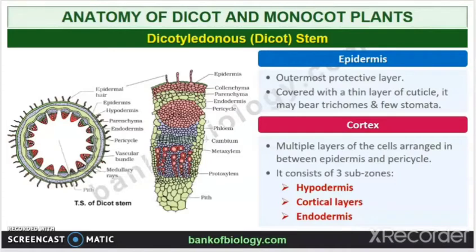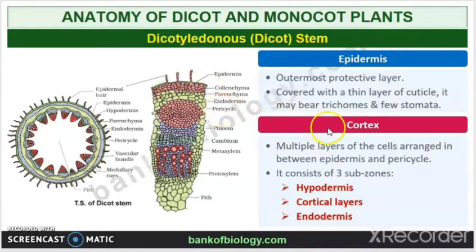So we will be learning about the transverse section of the typically young dicotyledonous stem, and it has various parts in it. If you see the first part, which is epidermis, it is the outermost protective covering. You can see it here. It is covered by a thin layer of cuticle which may bear trichomes and few stomata. Right. So what is the epidermis covered by? Its outer part is covered by a thin layer of cuticle. Okay, and sometimes they will have trichomes, which are hair-like appendages, and a few stomata also in the epidermis.